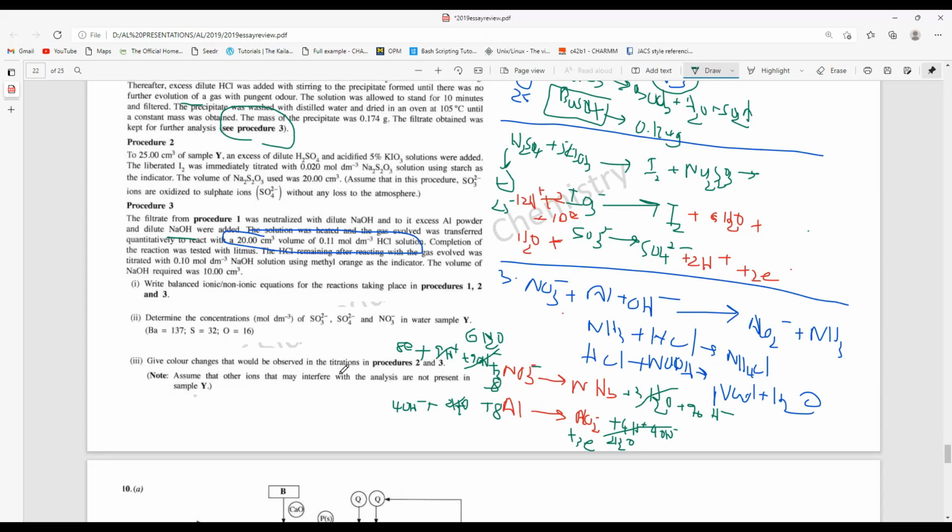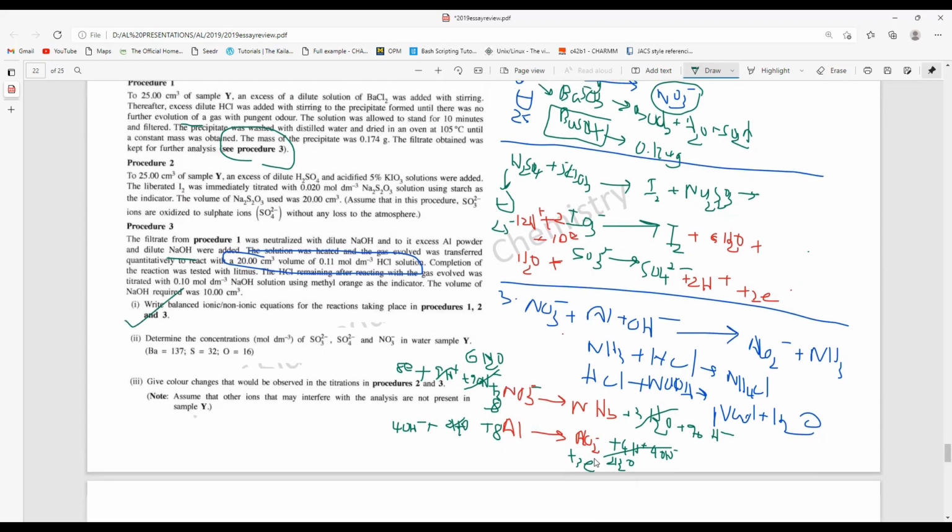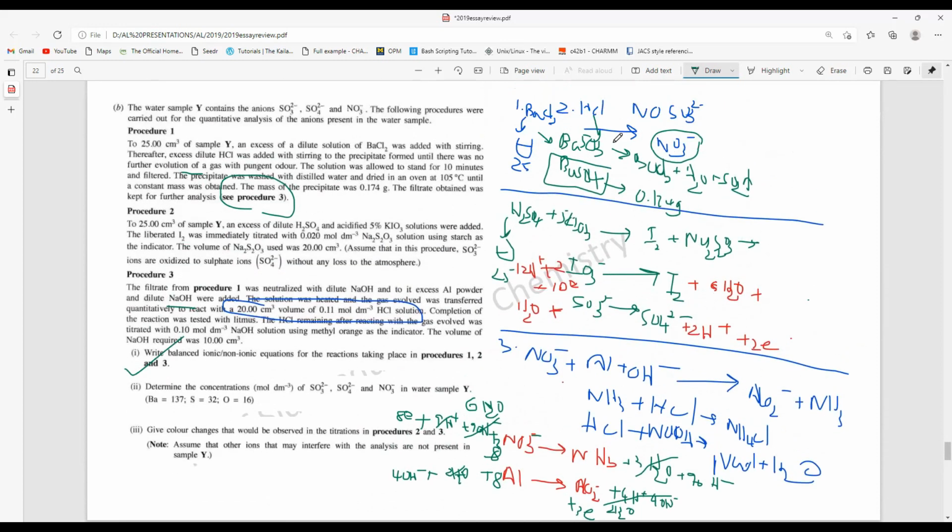Okay, write the balanced ionic and non-ionic equation for the reaction. So you need to write all these reactions here. That is done. Determine the concentration. So based on this stoichiometry and balancing, you can automatically find the concentration. Now that is not a problem, right?